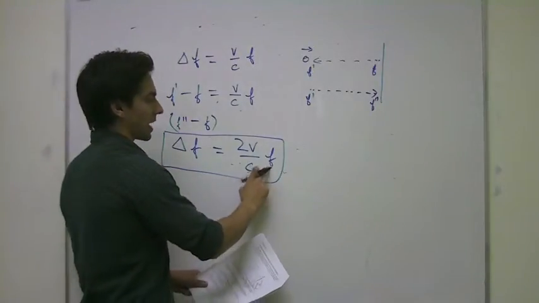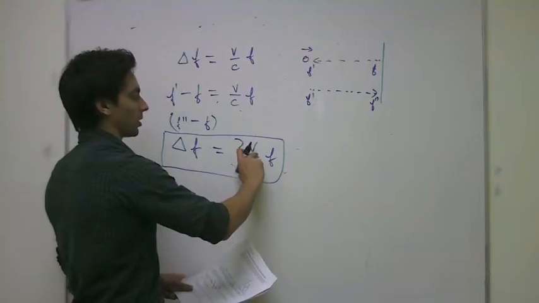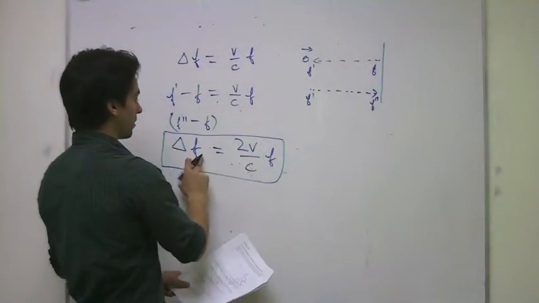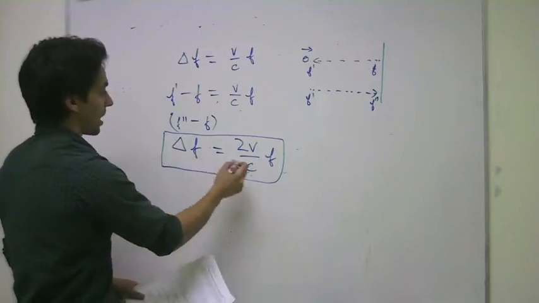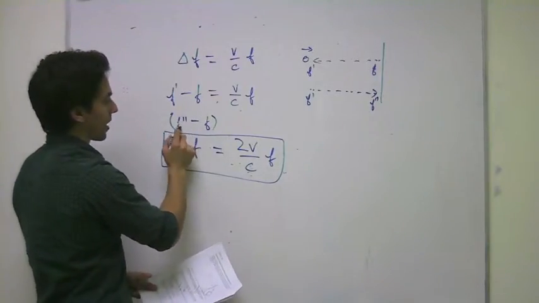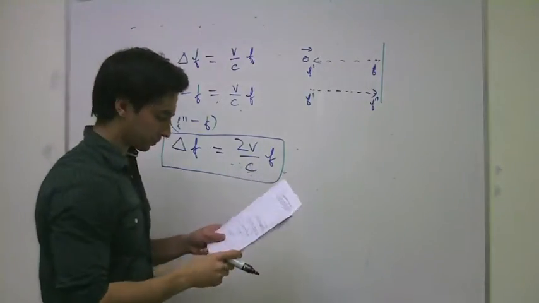So we know the speed of light and the transmitted frequency. We can calculate the speed of the moving object by knowing the difference in frequency. So we have the original frequency, we have the received frequency, and we know this, so we can calculate v.